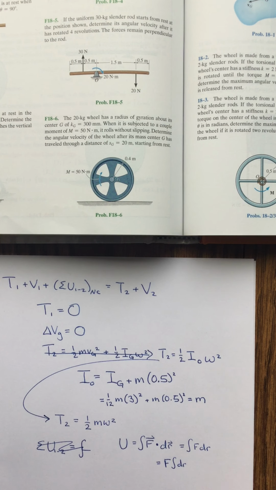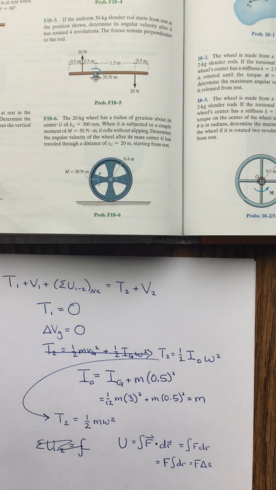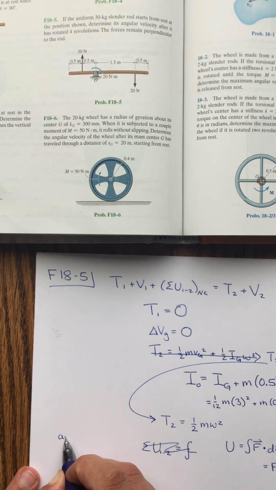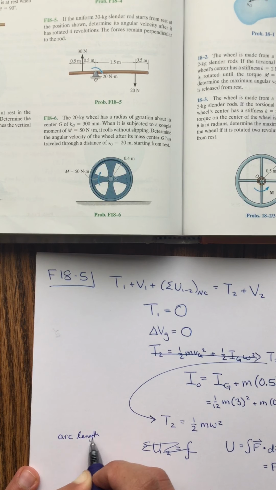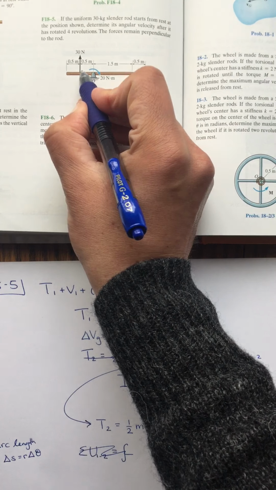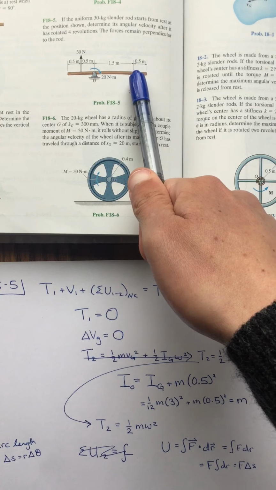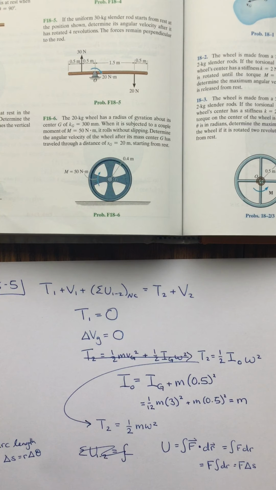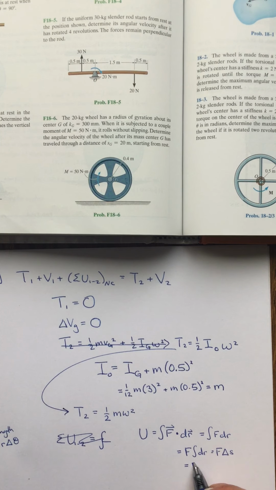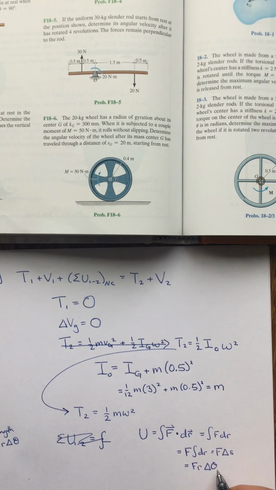Then, using the arc length formula, let's say F times delta S, where this is the distance that this point travels through. Using the arc length formula, delta S is equal to R times delta theta. So the distance that this point travels through would be 0.5 times delta theta. The distance that this point travels through would be 1.5 times delta theta. So for either one of those, we could call it F times R, where R is the distance from point O to the force, times delta theta.